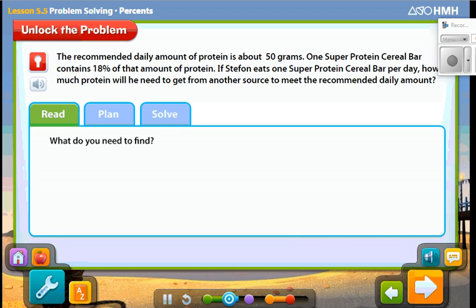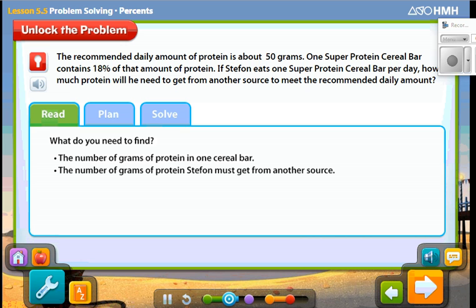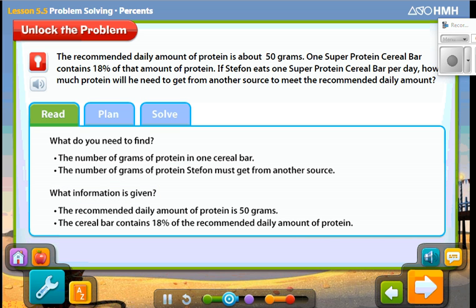First, read the problem. What do you need to find? You need to find the number of grams of protein in one cereal bar and the number of grams of protein Stefan must get from another source. What information is given? You already know the recommended daily amount of protein. You also know what percent of that amount a single cereal bar contains.